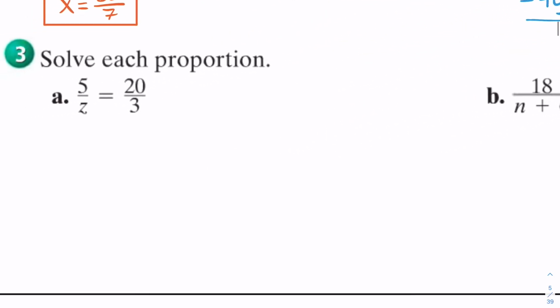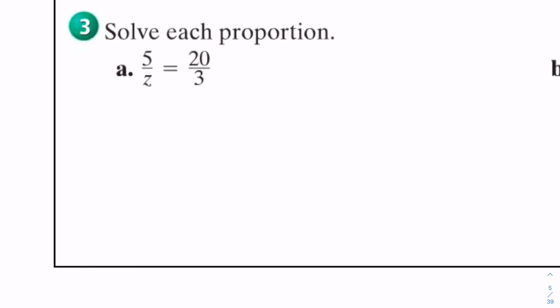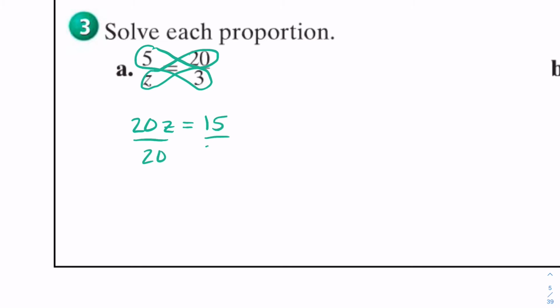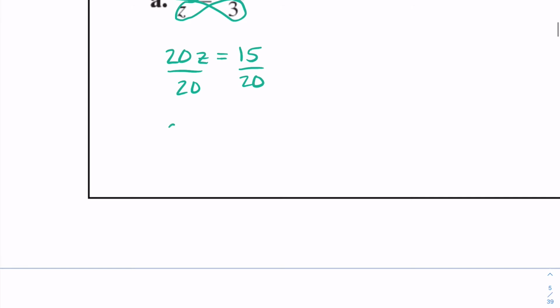All right, the next one, we're going to solve this proportion by finding cross products. We get 20z is equal to, looks like it's going to be 15. Divide both sides by 20. This one's a quick one. And so z equals 15 over 20.